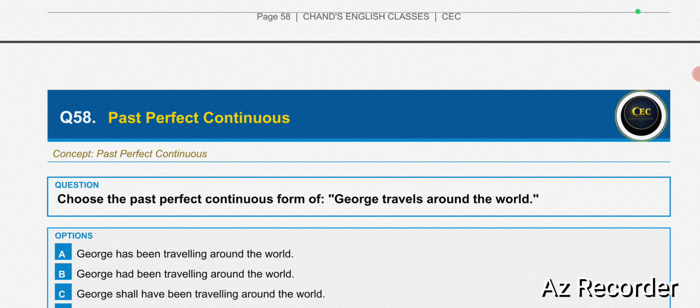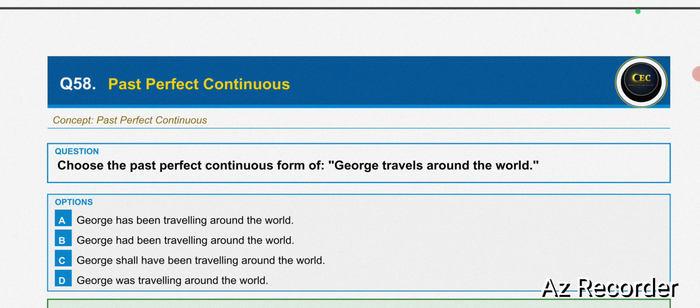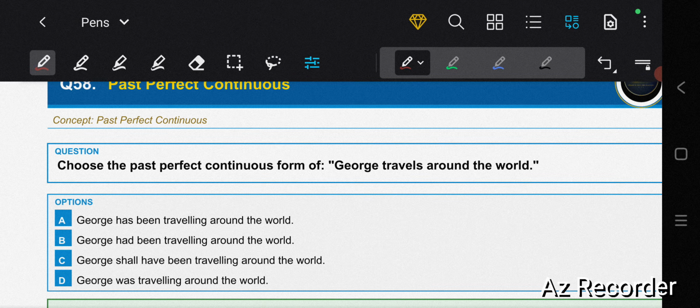Past perfect continuous. Which option will be the suitable one for the past perfect continuous? A sentence has been given: George travels around the world. So what tense do we see here? Travels means it is in present form, so this is present indefinite. So we have to take the past perfect formation of this present one. Okay. Has been. This is not the past.